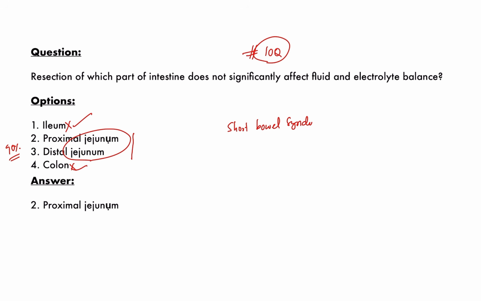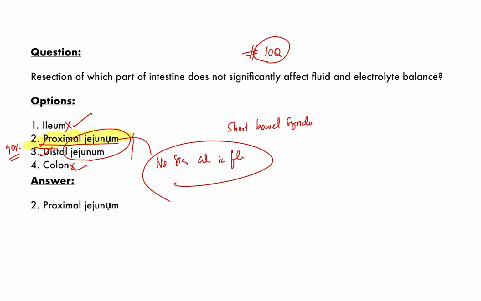But in Bailey's law, it's clearly given that resection of the proximal jejunum results in no significant alterations in fluid and electrolyte balance. Actually, ideally it can be proximal or distal, because any jejunal resection has no effect. But because in Bailey's law they have specifically given proximal jejunum, let's go with option 2. Right?